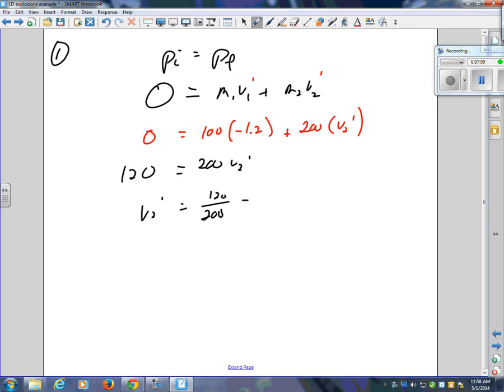And I do not have the answer in front of me. 0.6? It's 0.6. Yeah, I think you're right. I did the math in the calculator. Which makes sense because it's twice as massive, so it's going to be going half as fast. That's really not that hard, is it? Wait, it's twice as big, so it goes half as fast, right?